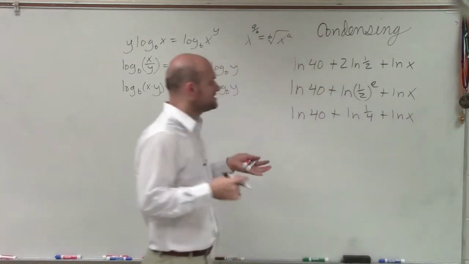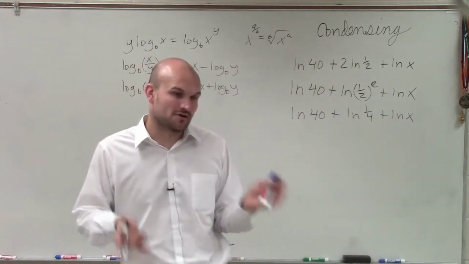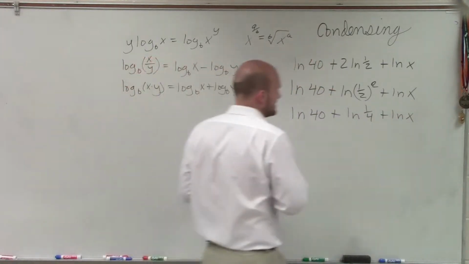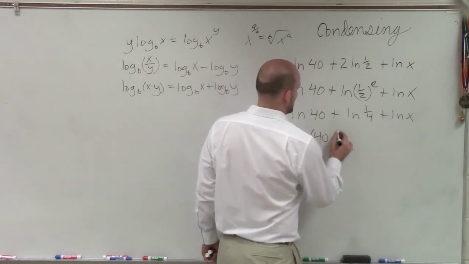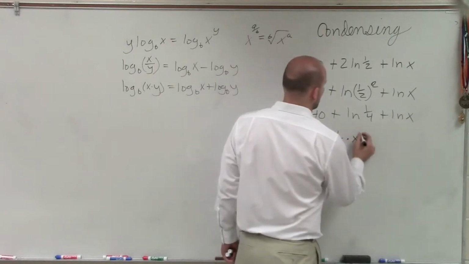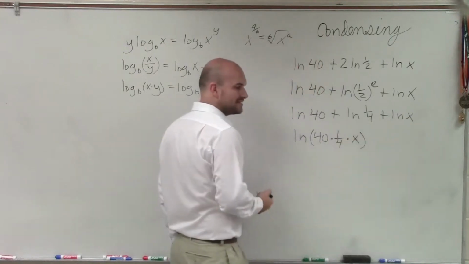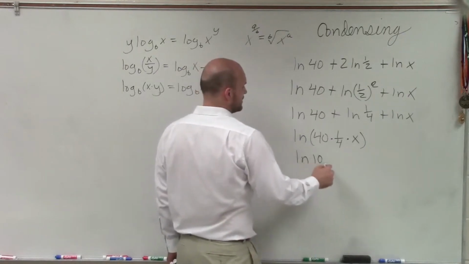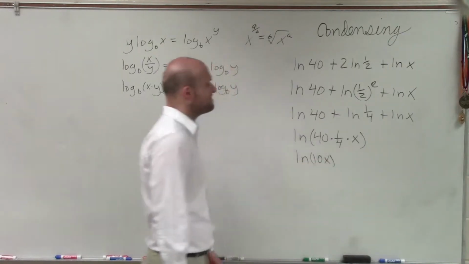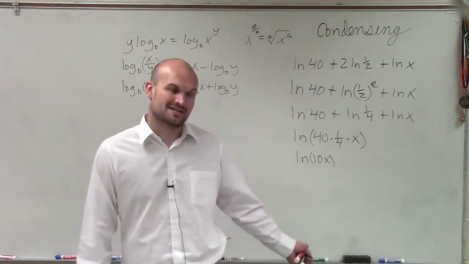Okay, now, since we have the addition of all these natural logarithms, which all have the same base, I can rewrite this as the product. So therefore, that's going to be ln of 40 times 1/4 times x. Well, obviously, I can simplify this further. 40 times 1/4 is just going to be 10. So I have ln of 10x is going to be my final simplified expression.